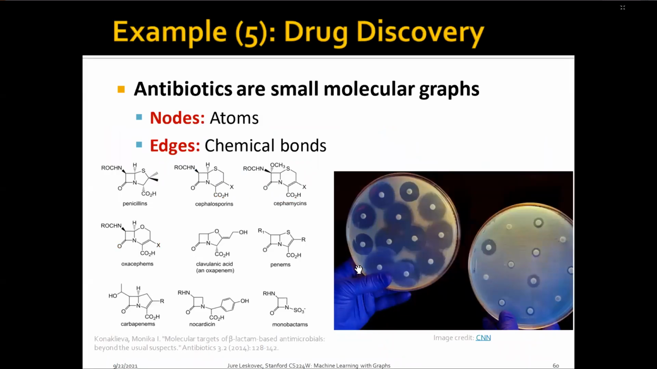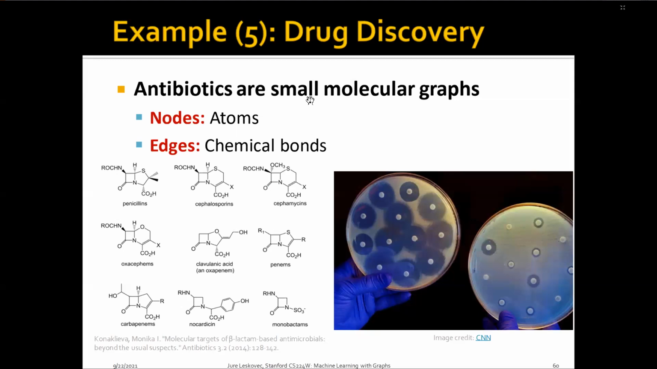I see lots of graph level tasks is about molecules, because the molecules are just so natural graphs, right? So we have these atoms, and in the graph, the nodes are the atoms, and the edges are the chemical bonds, right? So here is the antibiotic, right? So it's a drug, and each of the drugs, you can think of it as just a small graph. Yeah, and then so this is the definition of the graph.